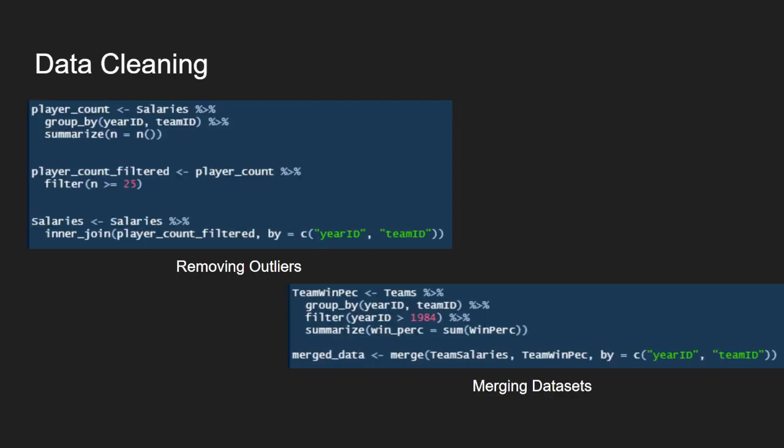So first thing I did was remove the outliers, which I considered any team that had less than 25 players, just because 25-man roster. So if there was less than that, then the team maybe didn't exist or something weird happened. There were a couple of them, so I just got rid of it. And then I merged together the two data sets I had, which were the team win percentages and the team salaries.